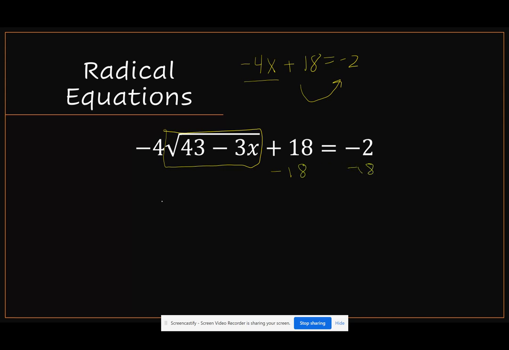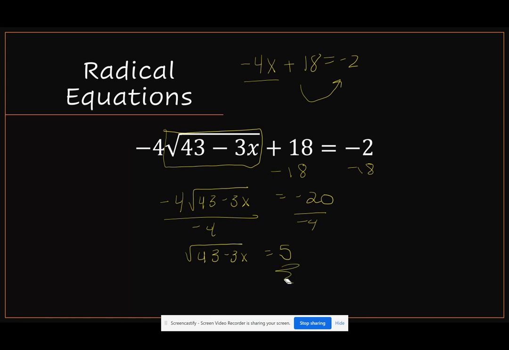So if we subtract 18, we're left with negative 4 times the square root of 43 minus 3x equals negative 20. And we're going to divide by negative 4. So the square root of 43 minus 3x equals positive 5. Now we always need it to be equal to a positive number because the square root of something can't be equal to a negative number.